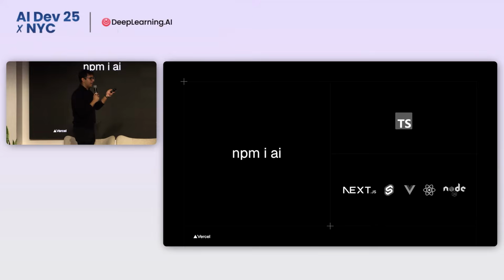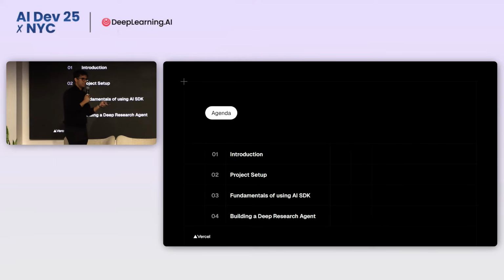So now that everyone has a little bit of a preface of what the AI SDK is, the main focus of my session here is going to be to get you all a little bit more familiar with the fundamentals or the basic building blocks of the AI SDK, and then see how we can use those said fundamentals and building blocks to build something like a deep research agent.